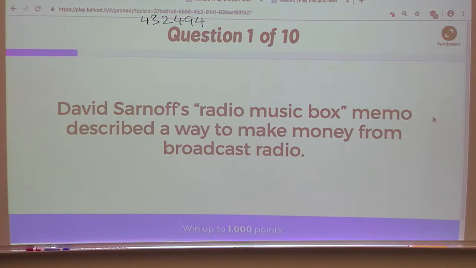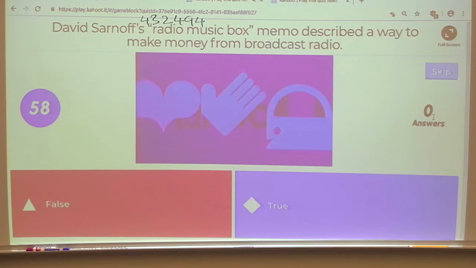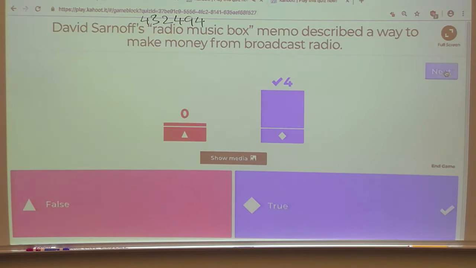So the Kahoot number 4322494. David Sarnoff's radio music box memo described a way to make money from broadcast radio. True or false? Got a whole minute on that? I think we're going to skip ahead. Sorry to those who haven't had a chance to. Okay, 4 people got it right.